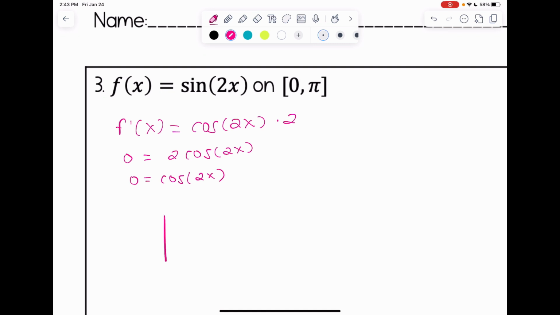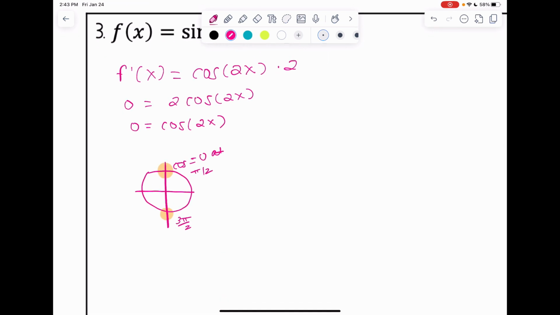And then to help me with the rest, I like to refer to my unit circle. So when we have cosine on the unit circle, that is referring to the x value. So we're looking for the x value to be 0. And that happens here and here. So cosine equals 0 at pi over 2 and 3 pi over 2.